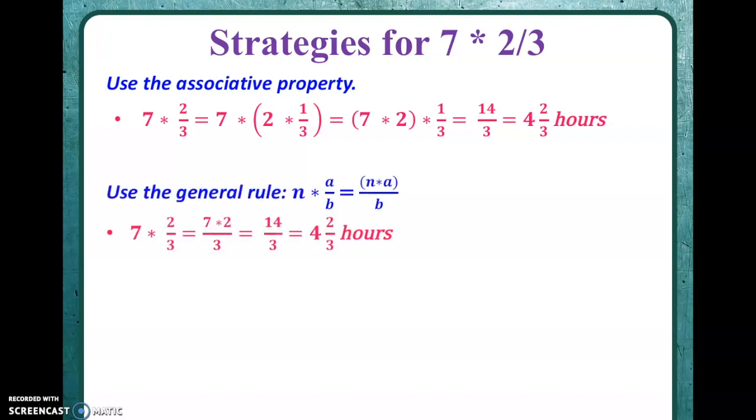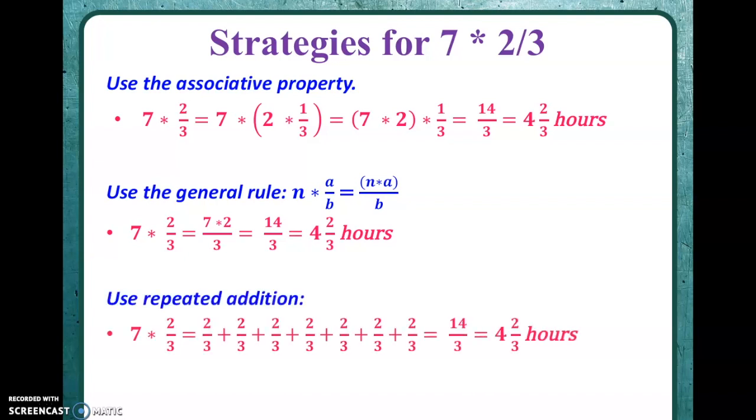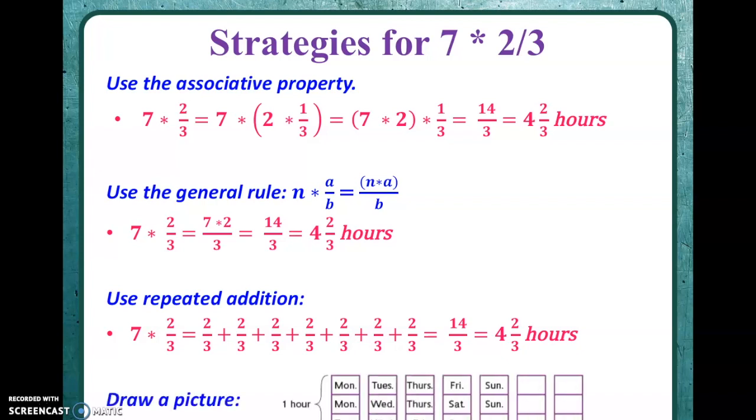So for example, the rule that we're used to is multiplying the whole number times the numerator and keeping the denominator the same, which is what's shown here. If you used repeated addition, you would also come up with the same answer. If you drew a picture, you could also see what's shown below.